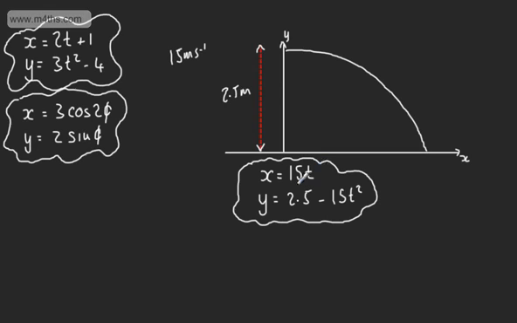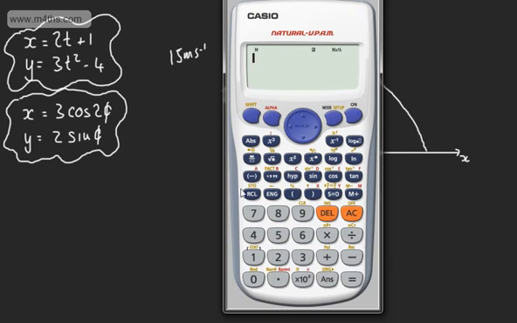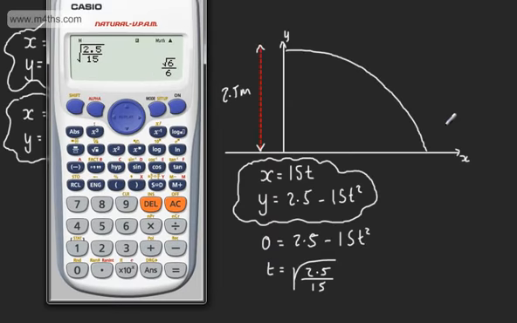Well, we could think about the time that the ball hit the ground. If that's the case, when did the ball hit the ground? Well, that's going to be 0. So we could say 0 is equal to 2.5 minus 15t squared. So t would be equal to the square root of 2.5 divided by 15. Let's put that through a calculator: 2.5 divided by 15. That's going to give me root 6 over 6. So that's the time when it's hit the floor.